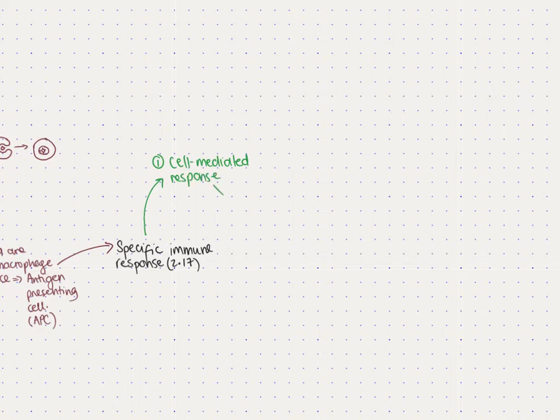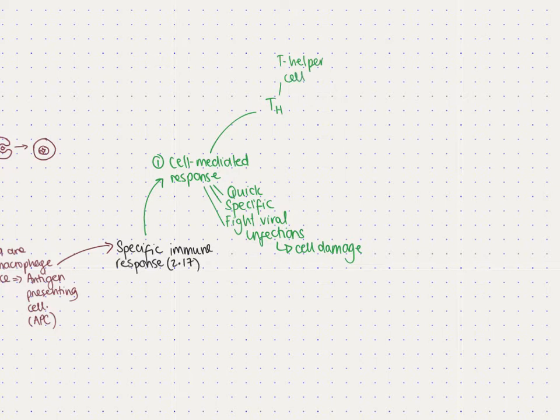Now this is a quick response. It's specific, as we know, because it's part of the specific immune system, and it is there to fight viral infections. Okay, and by fighting viral infections, we are going to result in cell damage, because remember, those viruses replicate inside our cell, so we need to be able to destroy those cells that are infected. And it all starts off with a T helper cell, which I'm going to abbreviate to TH, binding to the antigen presenting cell.